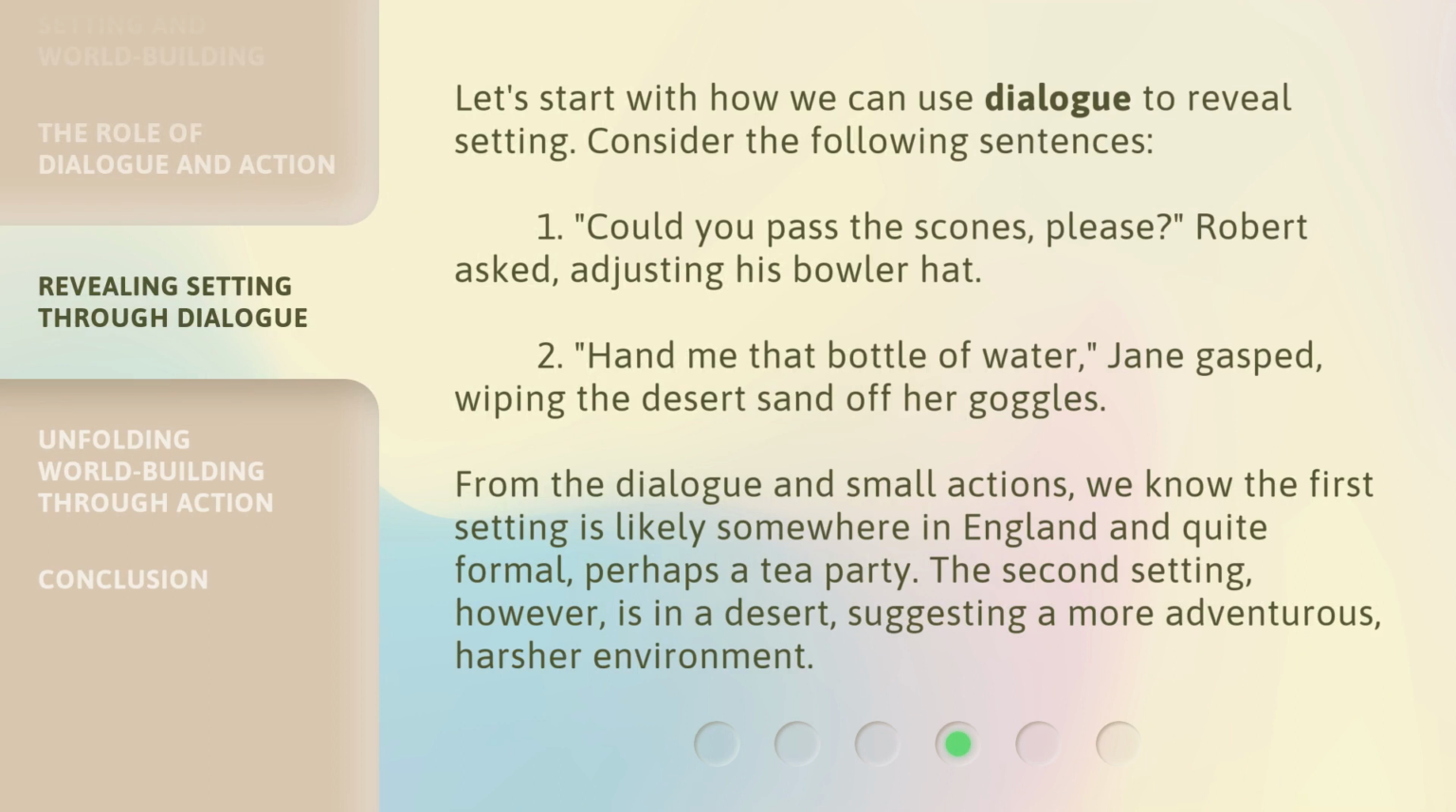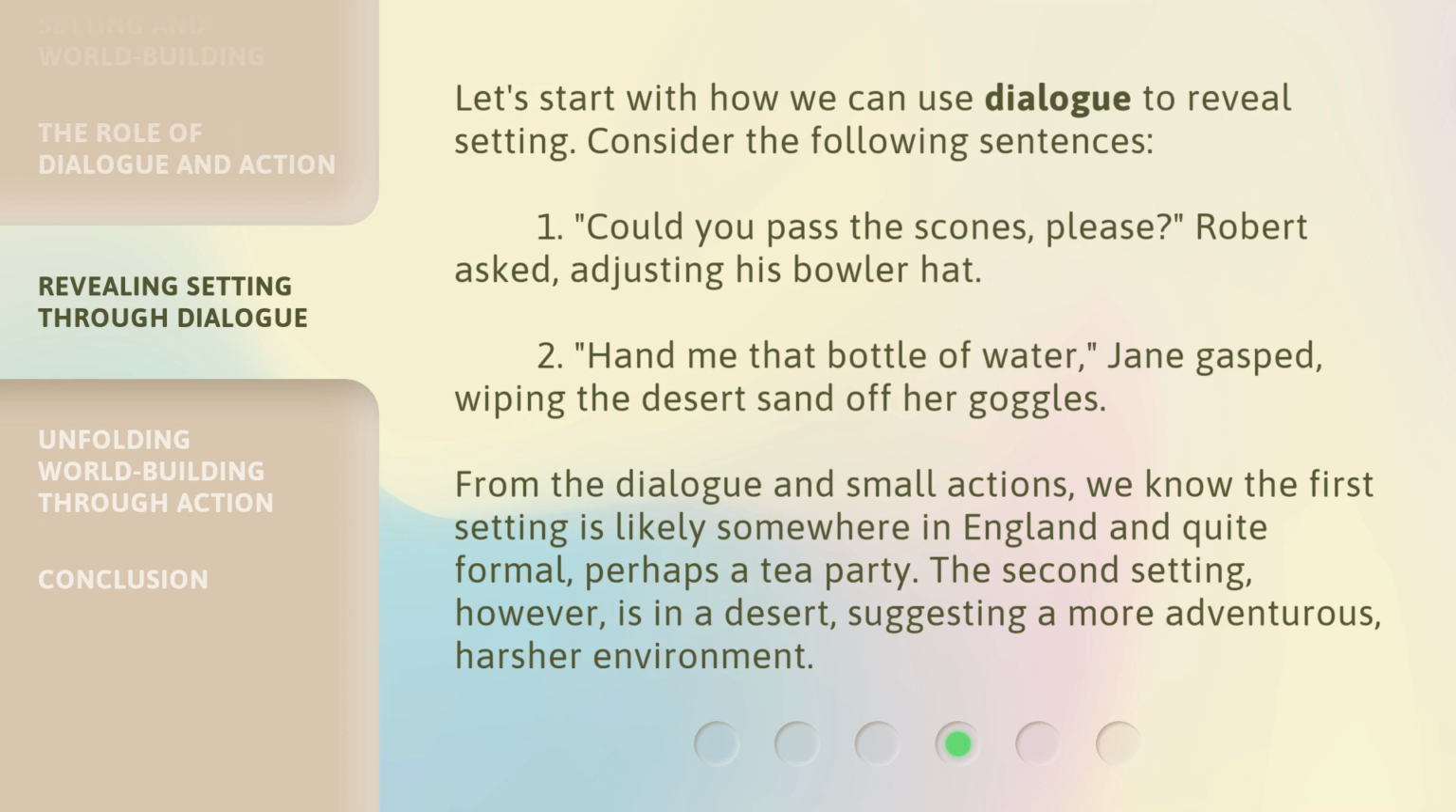Let's start with how we can use dialogue to reveal setting. Consider the following sentences. 1. "Could you pass the scones, please?" Robert asked, adjusting his bowler hat. 2. "Hand me that bottle of water," Jane gasped, wiping the desert sand off her goggles.